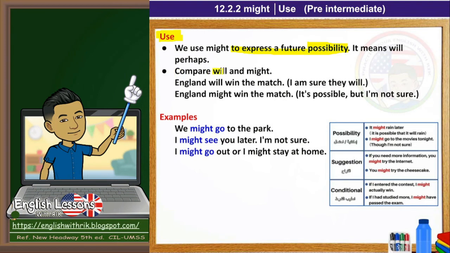Compare will and might. England will win the match. England might win the match. Here are some more examples. We might go to the park. I might see you later. I'm not sure. I might go out, or I might stay at home.